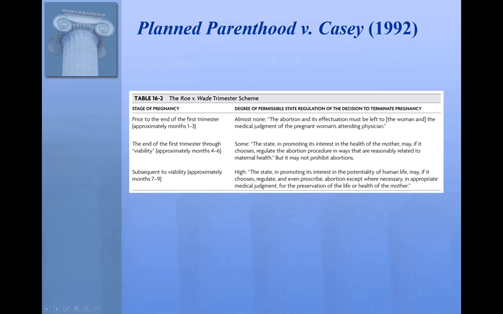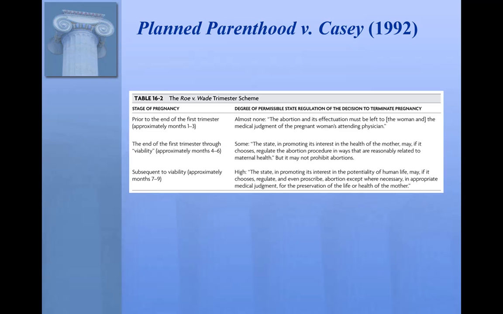So this is table 16-2 that I mentioned to you earlier, and this is the balancing approach that the court took to the right to abortion under a right to privacy, balancing the interests of a woman in obtaining an abortion with the interests of the state in regulating that right and also maintaining life. So we see on the left-hand side the stages of pregnancy: from conception through the end of the first trimester, approximately 3 months, then the next trimester, the end of the first trimester through viability, approximately months 4 through 6, and then subsequent to viability, approximately months 7 through 9. And on the right-hand side we have degrees of permissible state regulation of the decision to terminate the pregnancy.